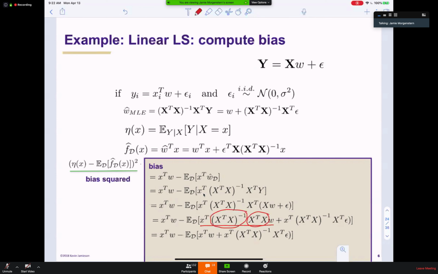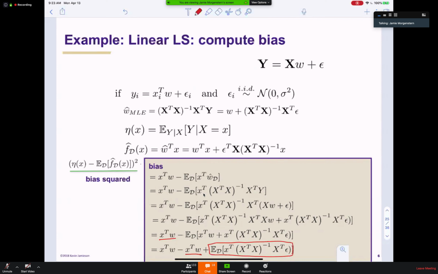We have x transpose x inverse and x transpose x. So this term just goes away, and we end up just with this term here. Then with a little bit more manipulation, we have x transpose w minus x transpose w plus this one additional expectation term. I want you to convince yourself that this last expectation term has expectation 0.